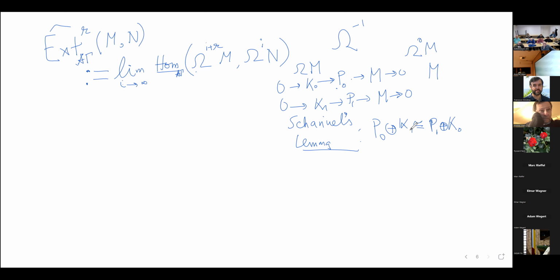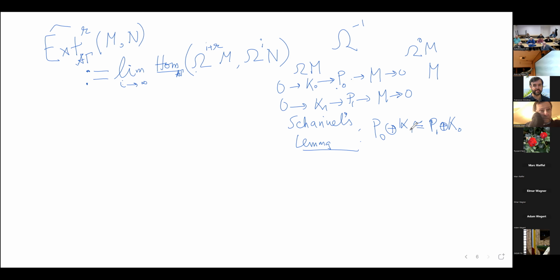So this means that stably, there is no difference between something like an omega spectrum and the suspension spectrum in stable homotopy theory. That would be the expectation. I'm not sure, though. I don't know too many stable homotopy theory examples.